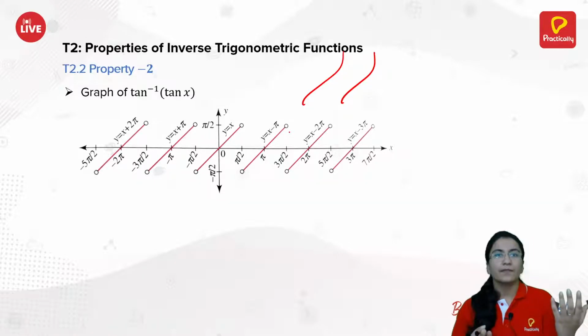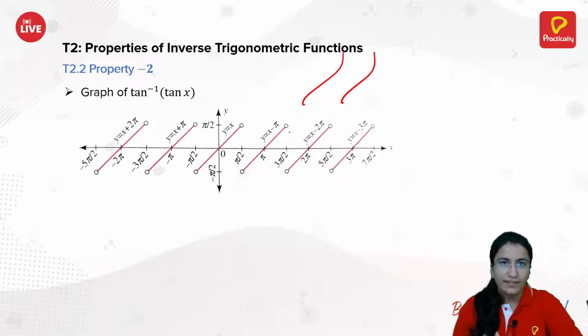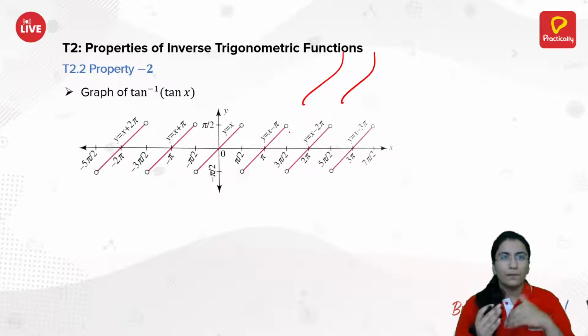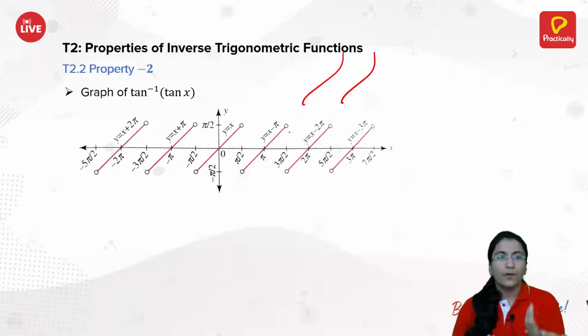For sine inverse of sin x, you recalled the graph of sin x and then you sharpened it. For cos inverse of cos x, what you did, you shifted it upwards, seeing the graph of sine inverse of sin x. For tan inverse of tan x, you recalled the graph of tan x and then you just tried to sharpen it and you were easily able to recall.